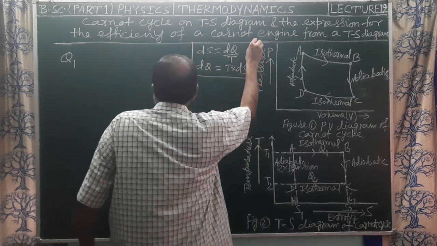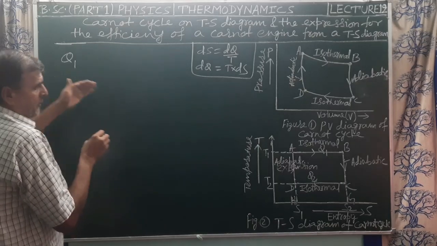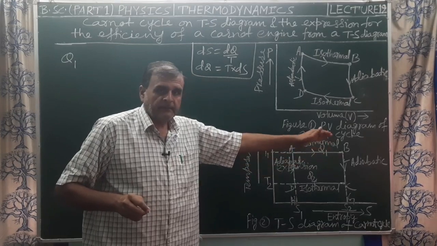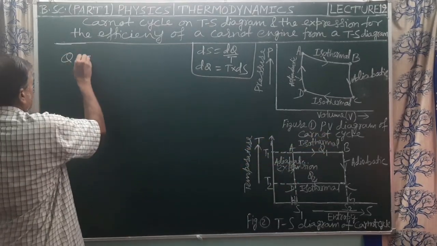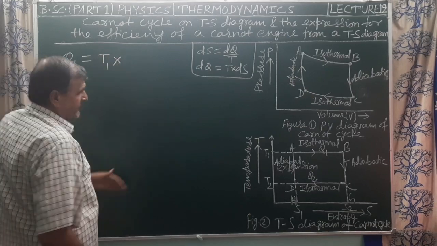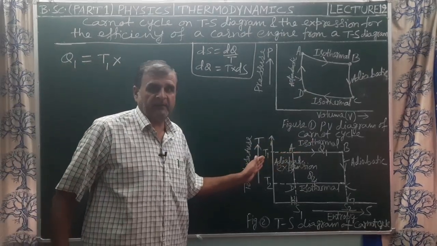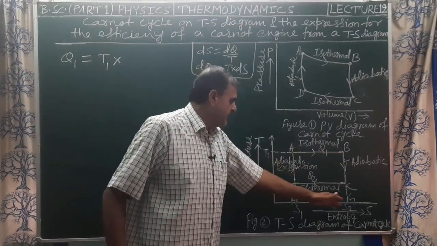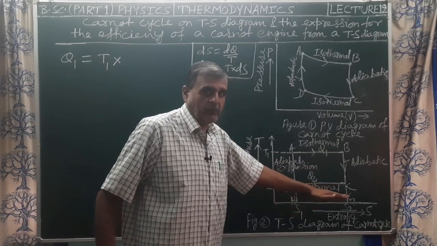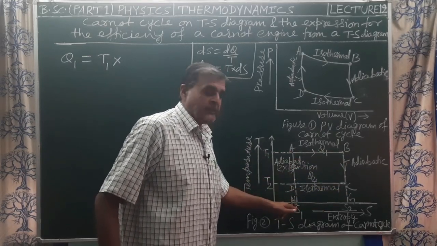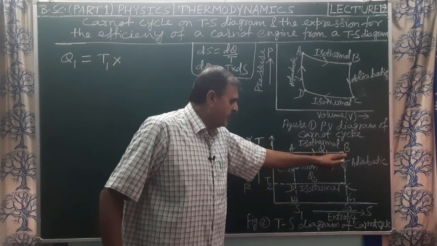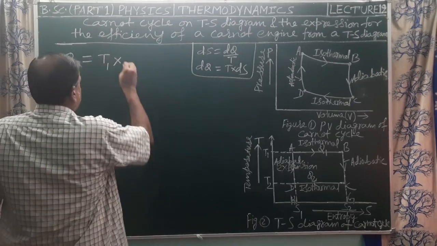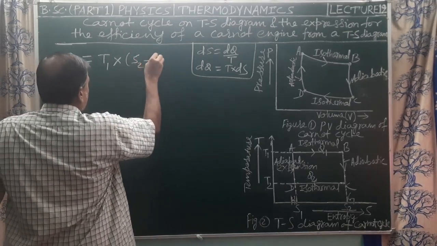So using this relation we can write the amount of heat absorbed by the system during the isothermal expansion from the heat source: Q1 is equal to temperature T1. During the isothermal expansion, temperature is constant, which is T1, multiplied by AB, that is the change in entropy. Corresponding to point A, entropy of the system is S1, and corresponding to point B, entropy is S2. So it is T1 multiplied by S2 minus S1.